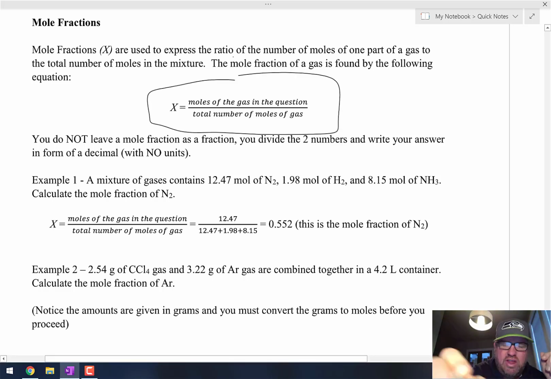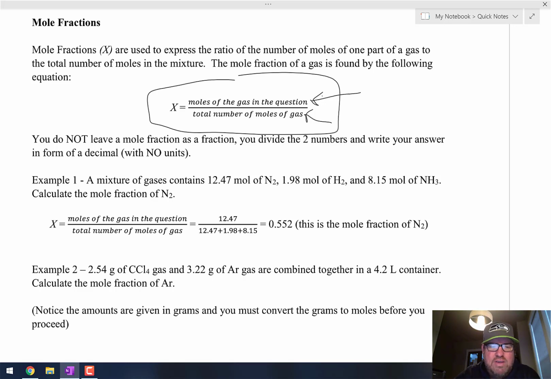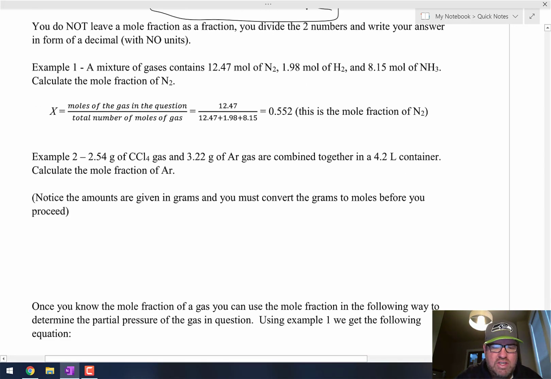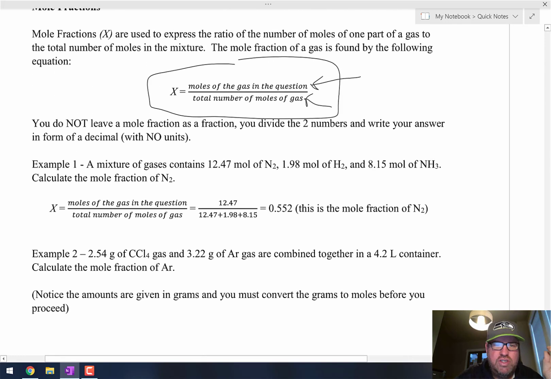They use the letter X as the symbol for it. Don't even worry about that, but that is the letter that they use. Notice it's the moles of the gas in question over the total number of moles. The reason that's important is because you can use that to figure out the partial pressure of a gas. I'll show you here in just a second.